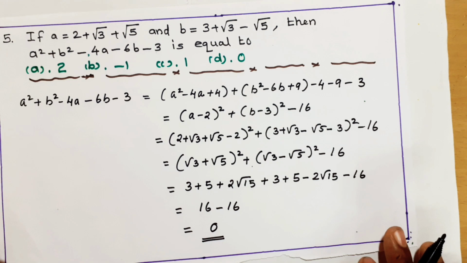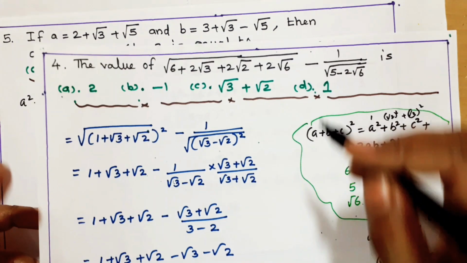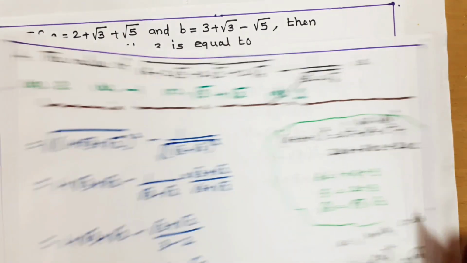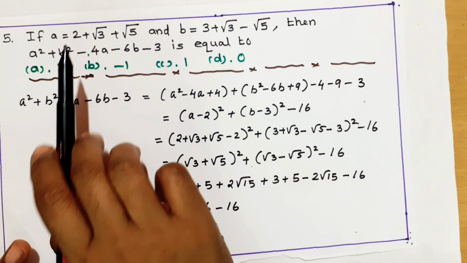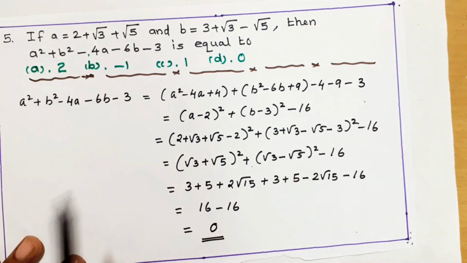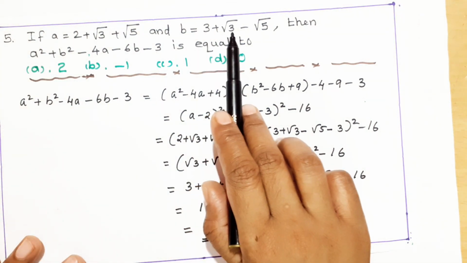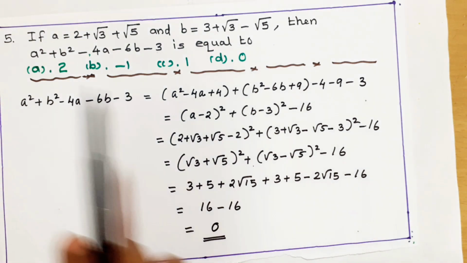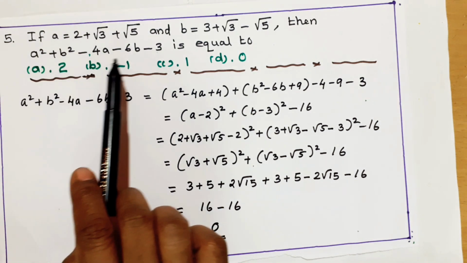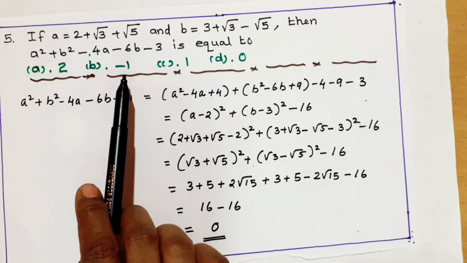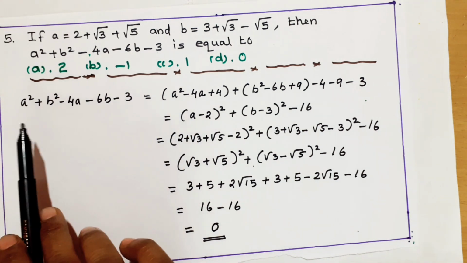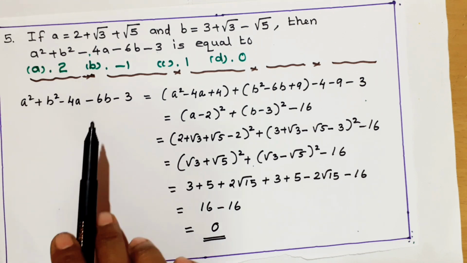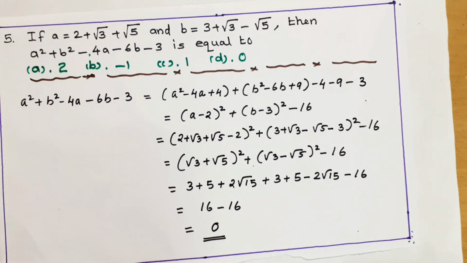See the next question. In the previous question we got the answer as 1. Question number 5: If A equals 2 plus root 3 plus root 5, B equals 3 plus root 3 minus root 5, then A square plus B square minus 4A minus 6B minus 3 is equal to what? So I have written the question again: A square plus B square minus 4A minus 6B minus 3.